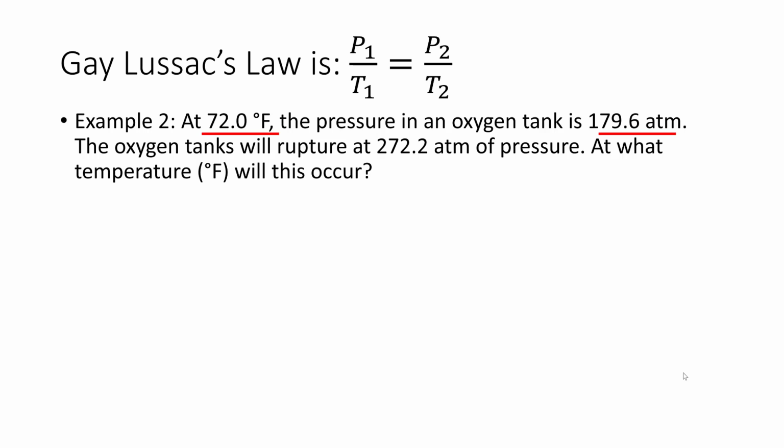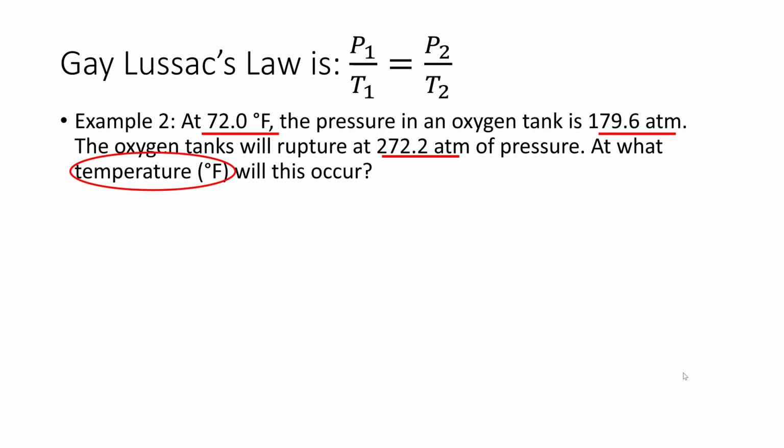We need all of our temperatures to be in Kelvin. So at some point, we're going to have to convert that 72 degrees Fahrenheit to Kelvin. Okay, but let's find the rest of our information. The problem also says that oxygen tanks will rupture at 272.2 atmospheres of pressure.